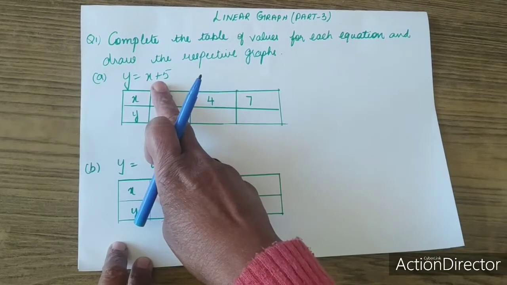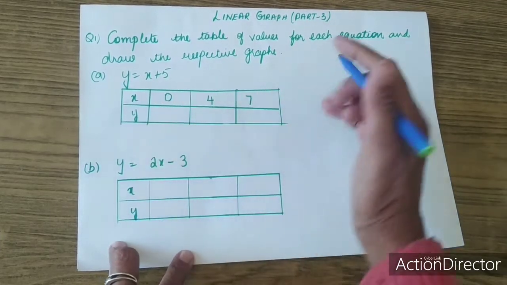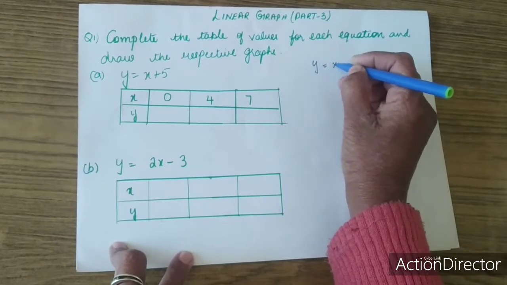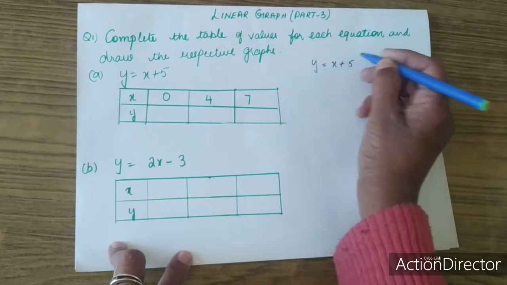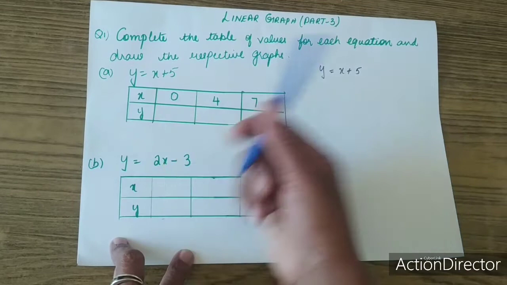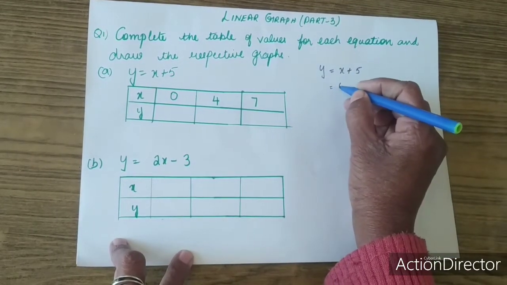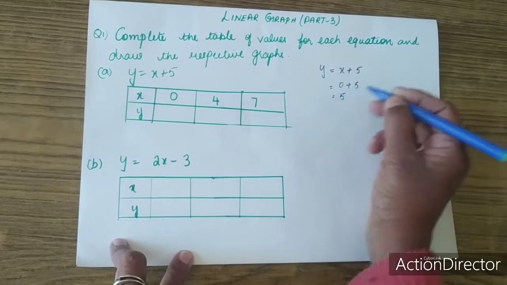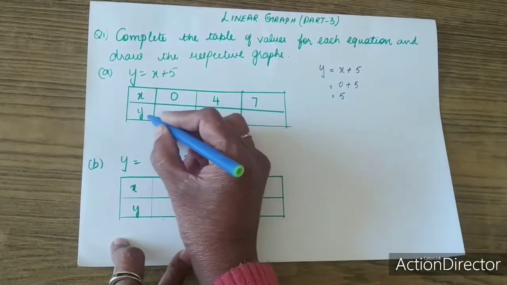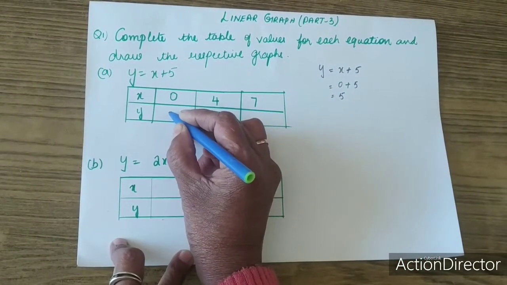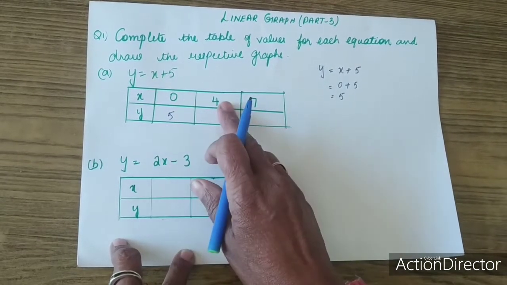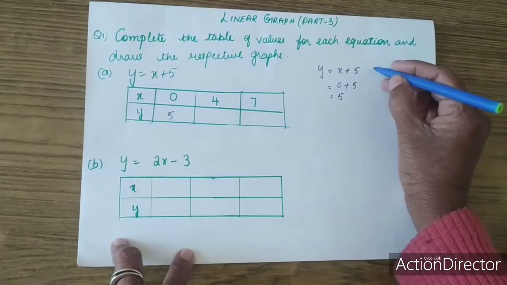First we have to take the value of x as 0. So let us find the value of y. The equation is y is equal to x plus 5. I am going to take the value of x as 0, which is equal to 0 plus 5. So the value of y is equal to 5. So in this column I am going to replace the value of y as 5 for the value of x as 0.